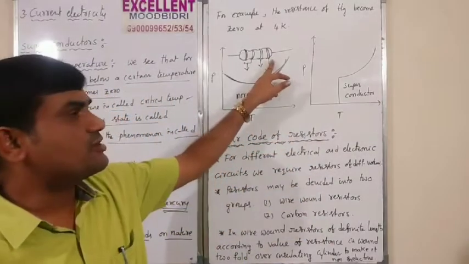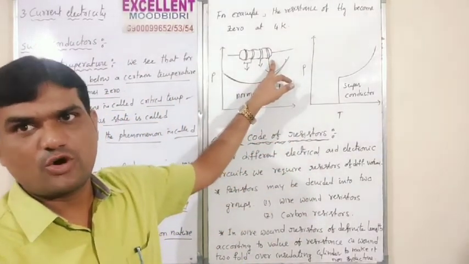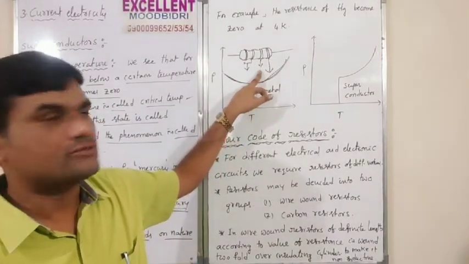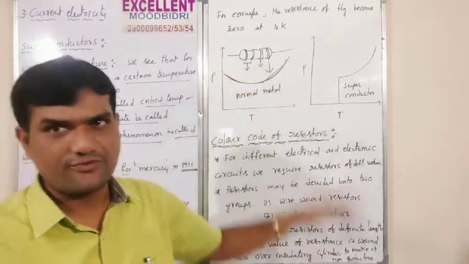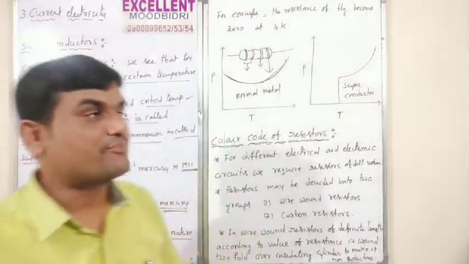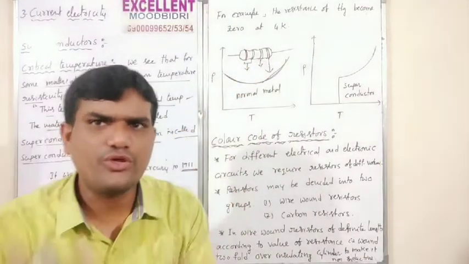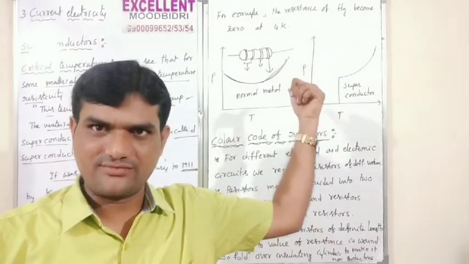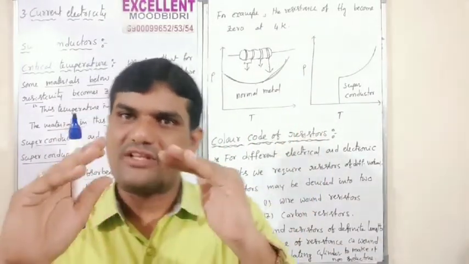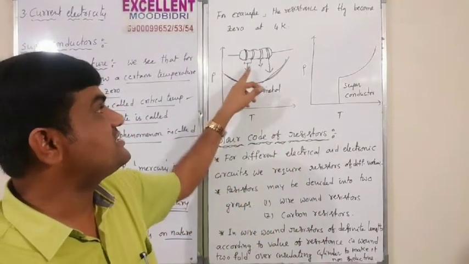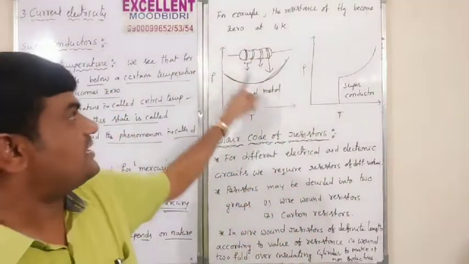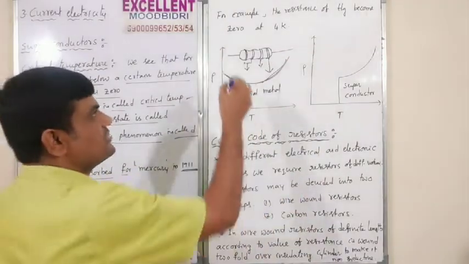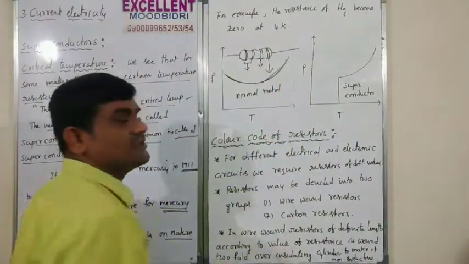We can call it percent tolerance, meaning percentage. How much will be there? The third color is the order of magnitude. These two colors are significant figures. That means we use these colors to find the resistance of a given conductor. With the help of colors, we can easily find the resistance of that resistor.